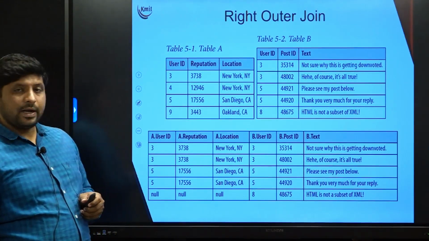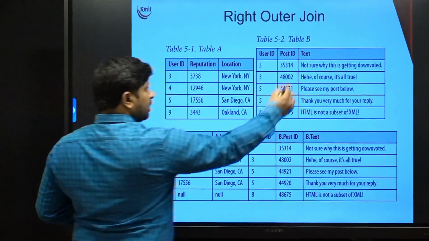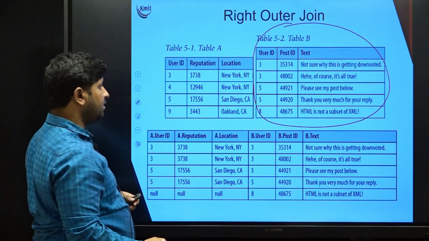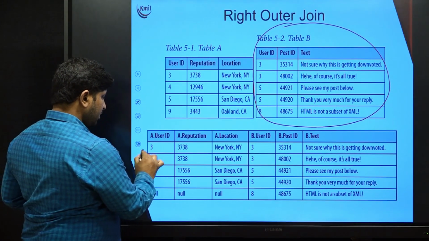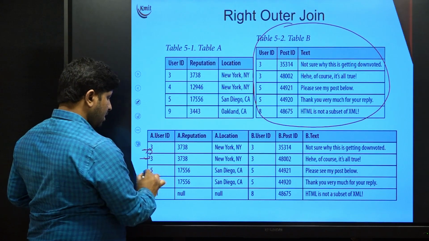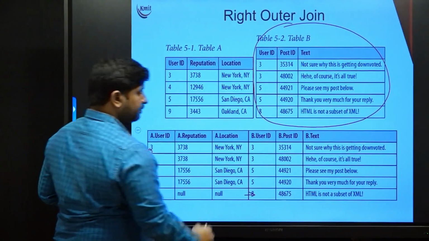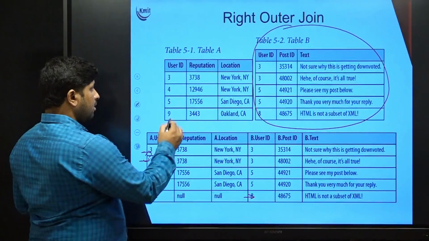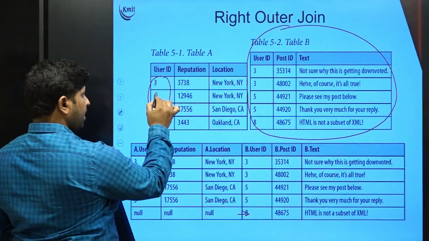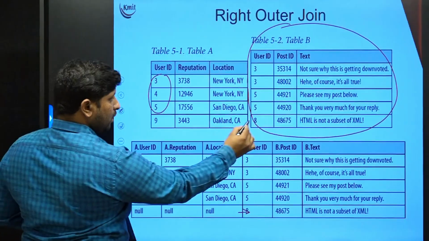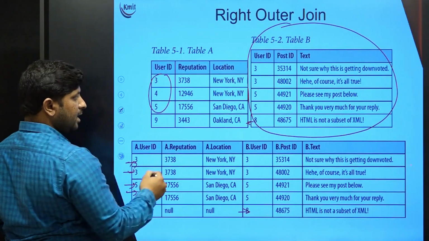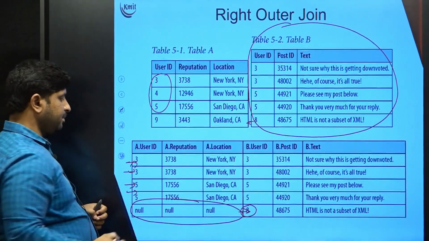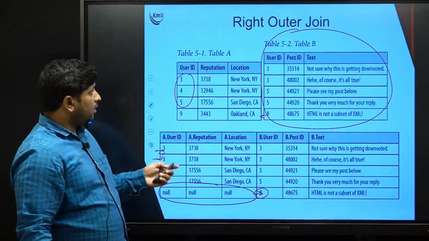Moving forward, right outer join. In right outer join, whichever table is on the right side, we will have all of its elements: 3, 3, 5 and 8. Coming to the left side of the table, the common elements 3 and 5 will be there, whereas for 8, we don't have any 8 in the user ID. So for the 8 field, we will have null values on the left part. This is all about right outer join.